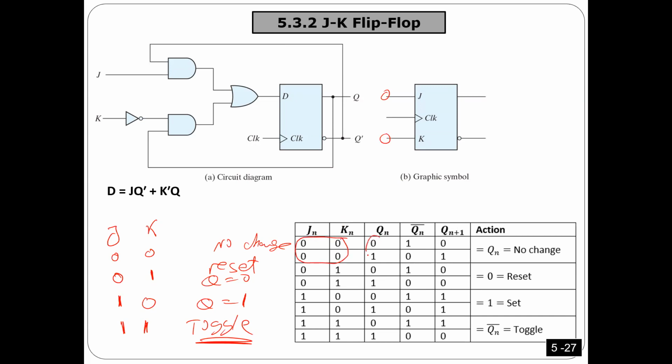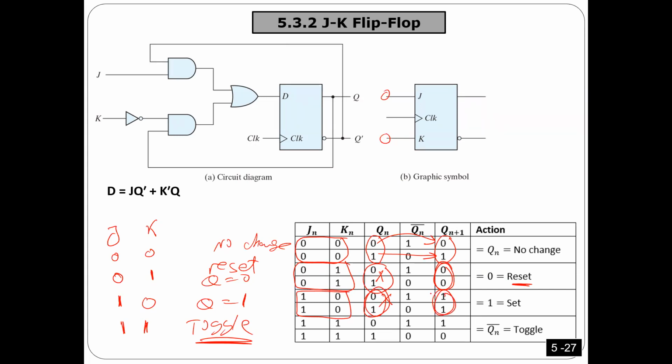No change means if Q is 0, it's going to stay 0. If Q is 1, it's going to stay 1. When J is 0 and K is 1, this is a reset. That means regardless of the value of Q, we're going to have 0 anyway because it's a reset. Next one here is set. This is the case of set. That means regardless of the value of Q, we're going to have a set.